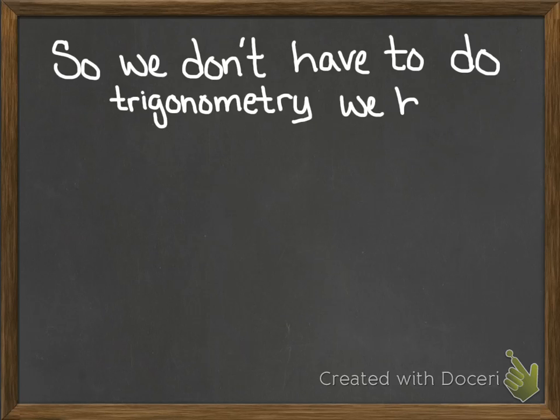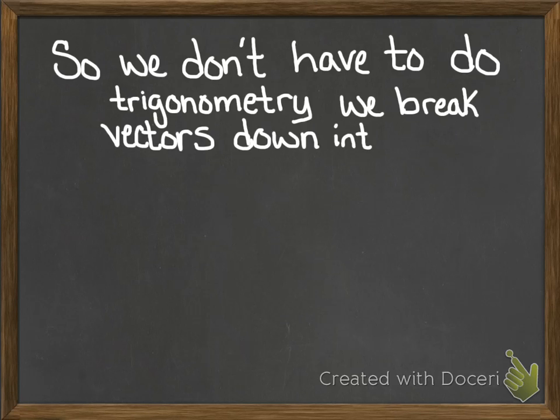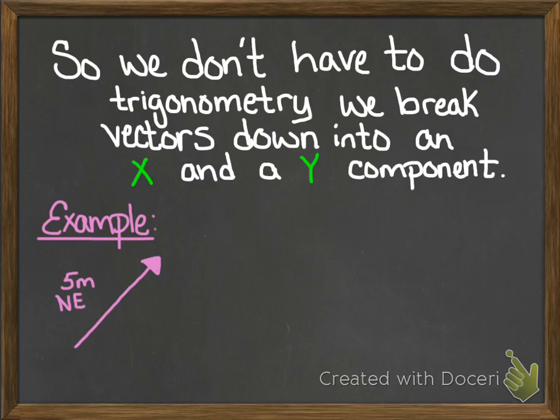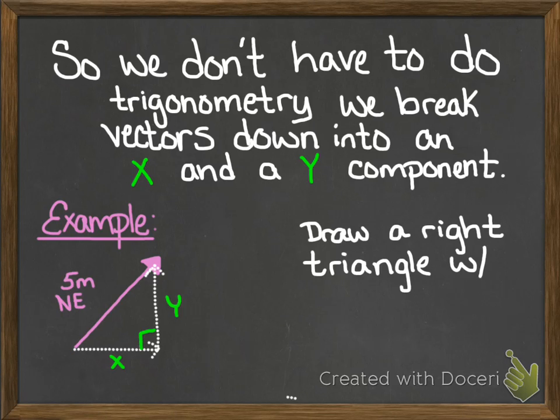And so that we don't have to do any trigonometry, we're going to break vectors down into two separate components, their x and their y component. What does that mean? Here's my vector, 5 meters northeast. Rather than having to figure out what the angle is, I'm going to draw it into a right triangle. I made that hypotenuse into a right triangle. I've got the x direction and I've got the y direction. If I had this on a graph, I could figure out how long x is and how long y is. I could do that with a ruler also if I needed to.